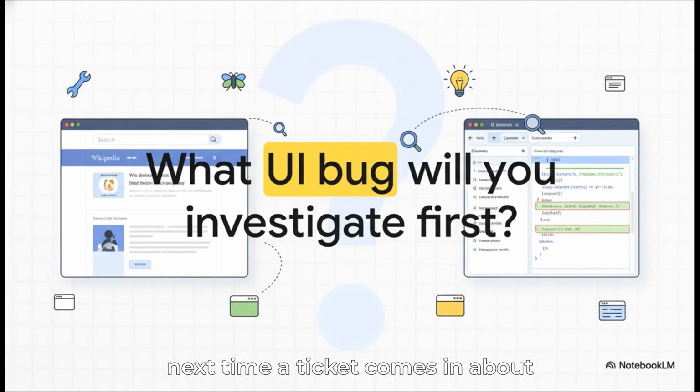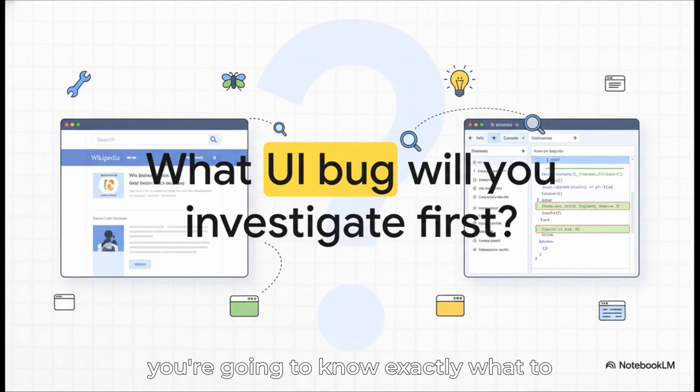So the next time a ticket comes in about some visual glitch, you're going to know exactly what to do. So go on, open up that ticket queue, find a UI bug, and start investigating. Happy sleuthing!